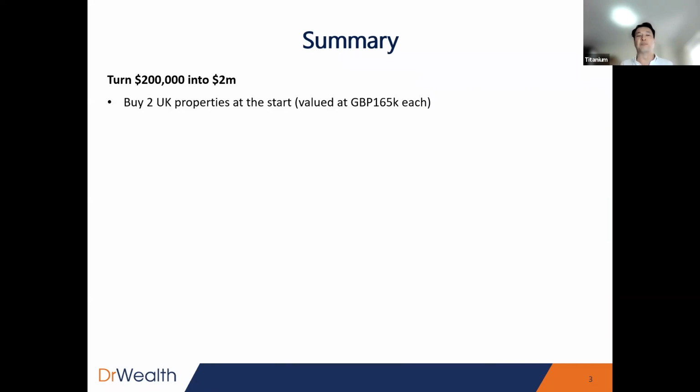How to turn $200,000 into $2 million. I will give you an example in the UK, where you can buy two properties at the start with a valuation of about £165,000 each. And in many countries in the West, buying homes or landed homes can be as cheap as 100,000 US or $200,000, or about 150 to 200,000 pounds. So this is entirely possible.